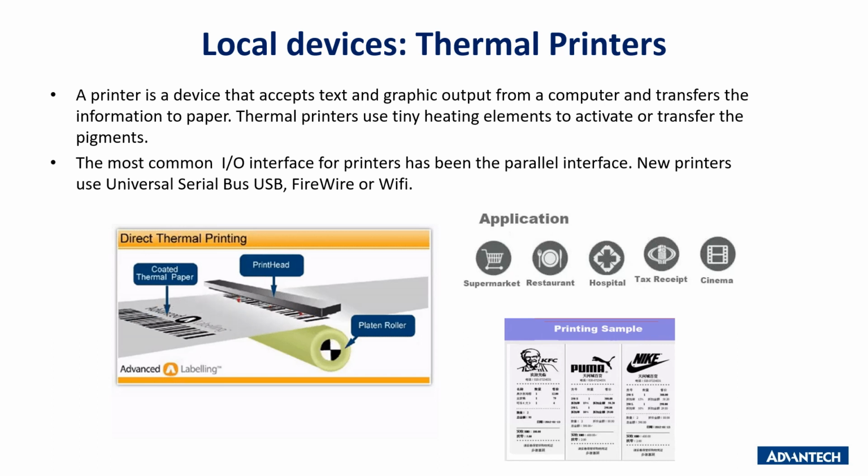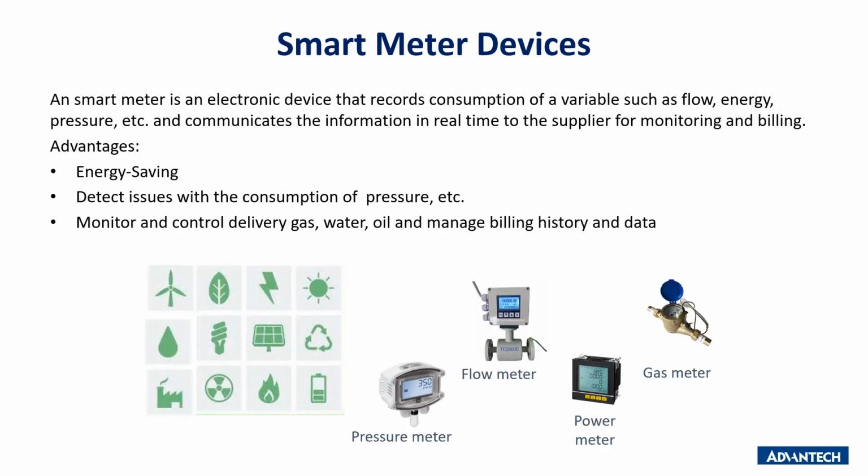The most common I/O interface for printers has been the parallel interface. However, the new printers use universal serial bus, USB, or Wi-Fi. Smart meter devices. They are an electronic device that records consumption of a variable such as flow, energy, pressure, etc. and communicates the information in real time to the supplier with the purpose of monitoring and billing.